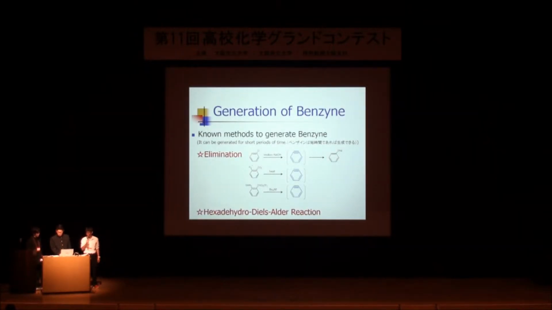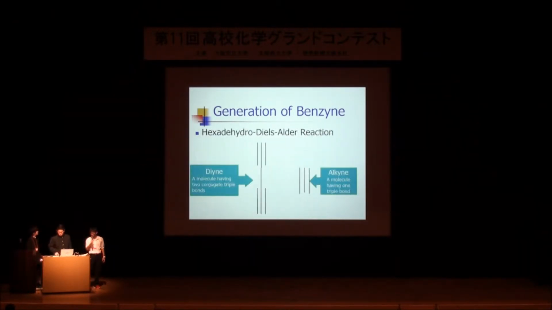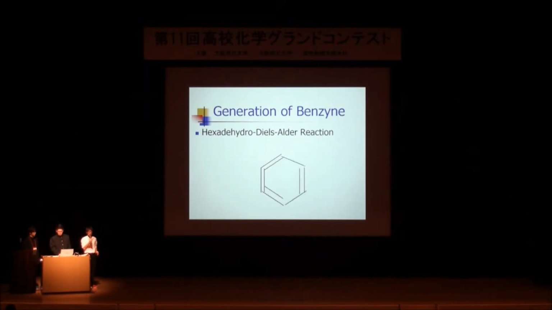There are some known methods to generate benzyne. One is the elimination, and the other is the hexadehydro-Diels-Alder reaction. We apply the latter reaction. The hexadehydro-Diels-Alder reaction is a thermal reaction of a diyne and an alkyne as shown here. If the reaction occurs, a cyclic compound forms like this. This compound can be regarded as benzyne by rearrangement of the bond like this.